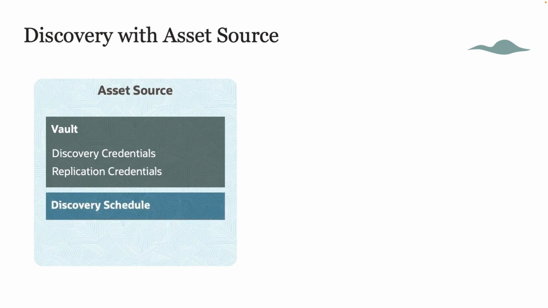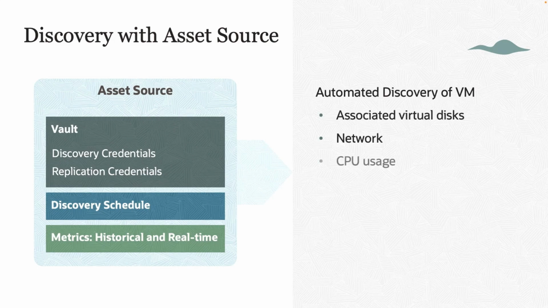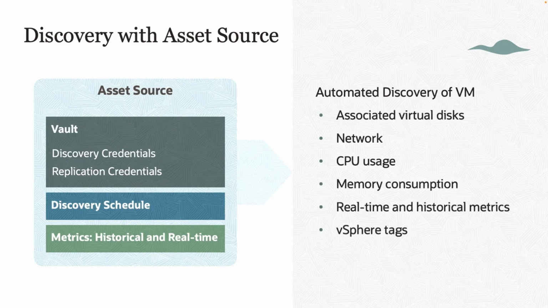Discovery schedule is about choosing at what interval you want to run the discovery process. As an example, you can schedule it to run on a daily, weekly, monthly, or yearly basis. You also have the ability to collect historical and real-time metrics from the VMs. These metrics can be used to optimize the migration process and also to identify any potential issues that may arise during the process. With asset source configured, you can proceed to run an automated discovery. It is a simple one-click process.